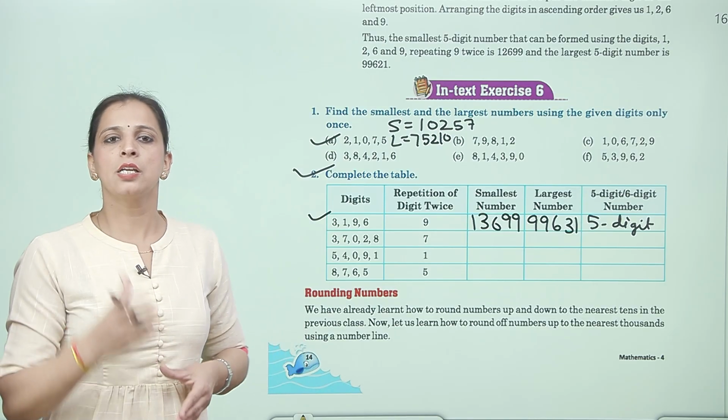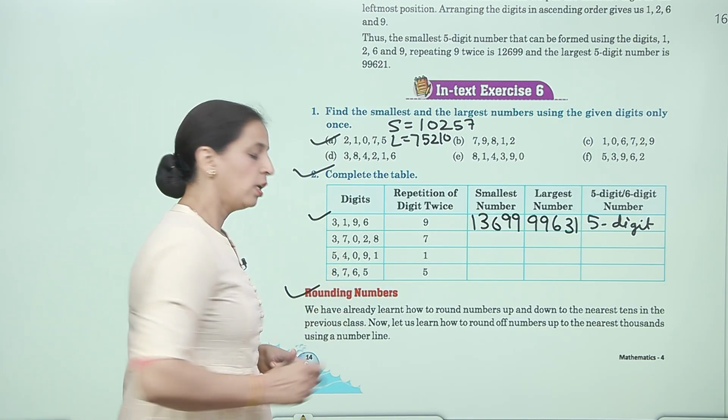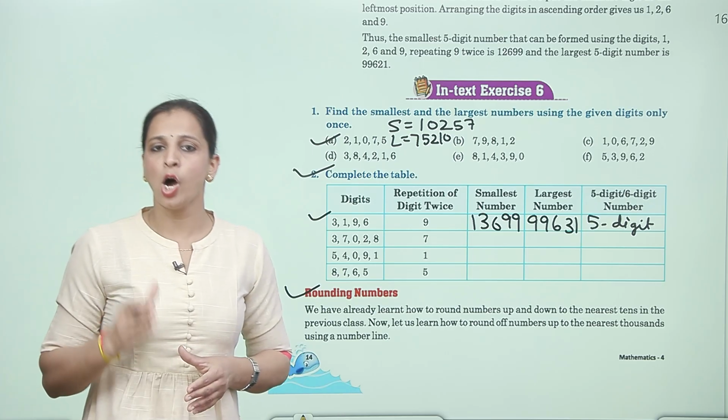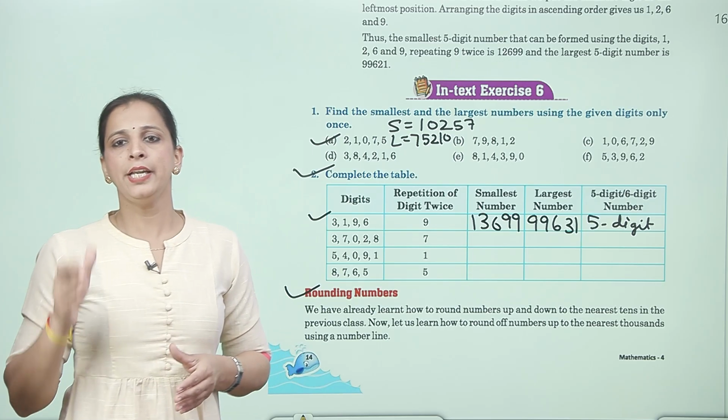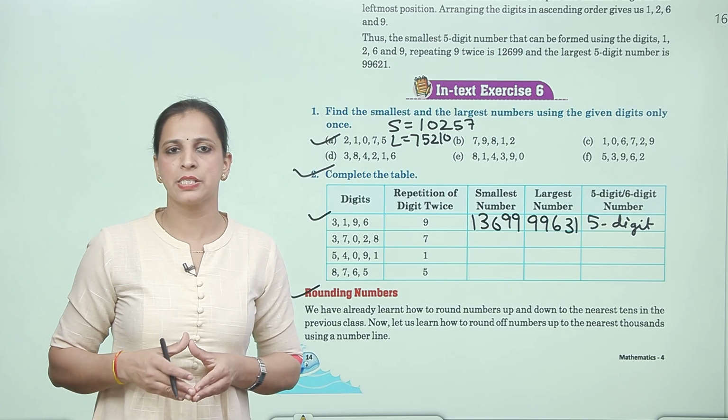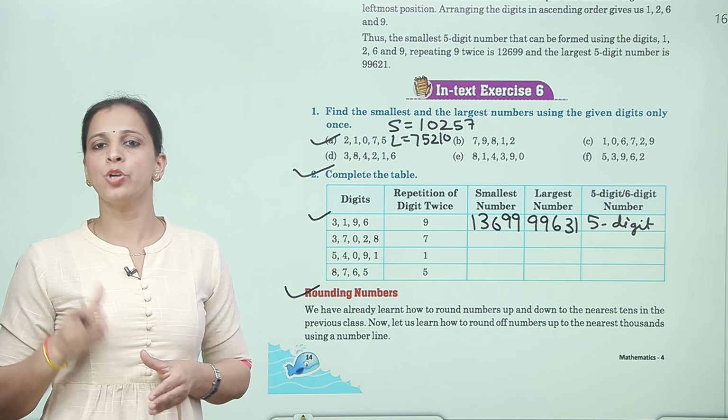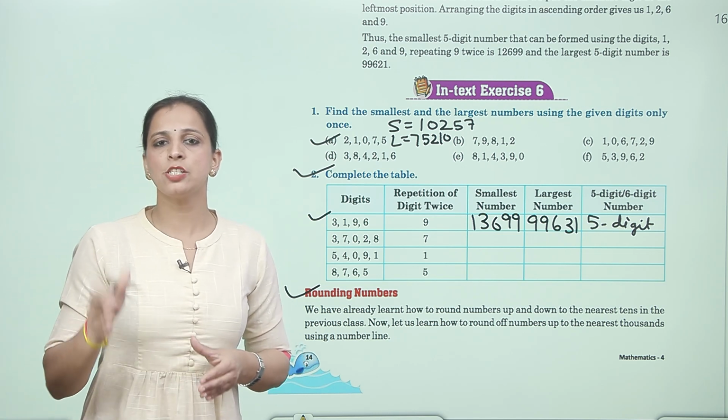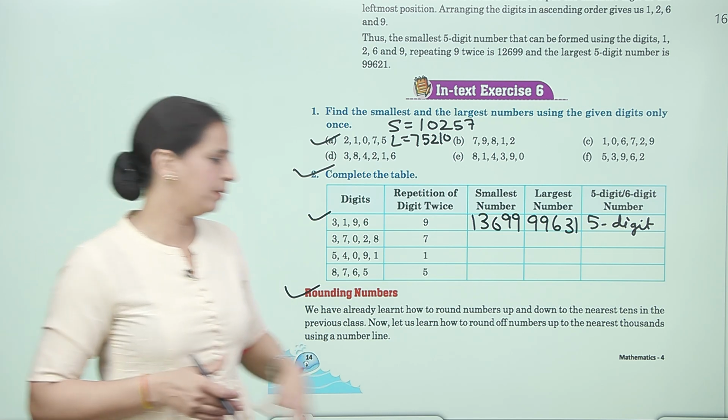Now next is rounding numbers. We have already learnt how to round numbers up and down to the nearest tens in the previous class. Now let us learn how to round off numbers up to the nearest thousands using a number line.